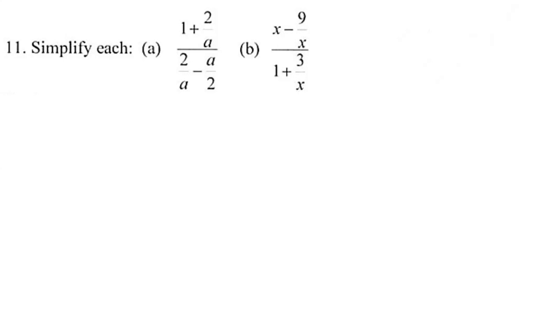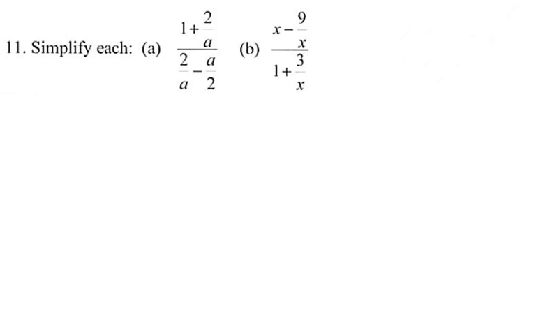Hello, so let us look at the second part of the review, starting from number 11. So here we want to simplify complex fractions. How to approach it? Yes, you have to multiply each term by the common denominator. So when you look at the first one, a, what do you think the common denominator is?